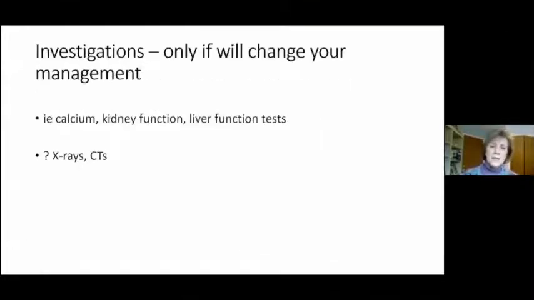And again, investigations. Only do those investigations, only send the patient for bloods, only do CTs, x-rays if it's going to change your management. If you think that the person may have high calcium or abnormal kidney and liver functions, if it's going to change what you do, look for it. You don't always need an x-ray or a CAT scan to determine if there's something going on in the gut. So think about whether it's going to change your management before sending patients for investigations.